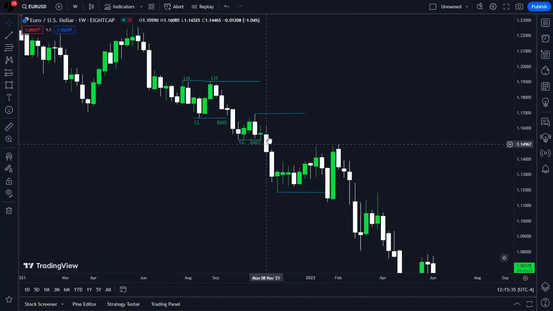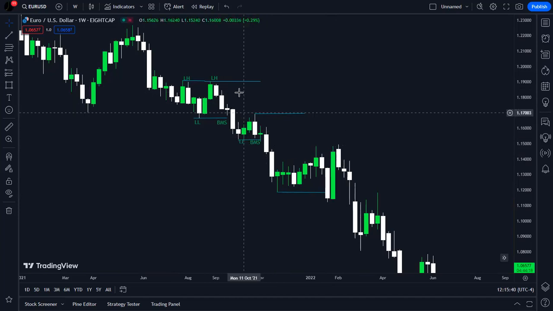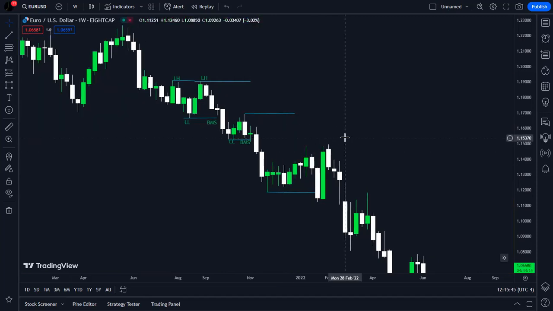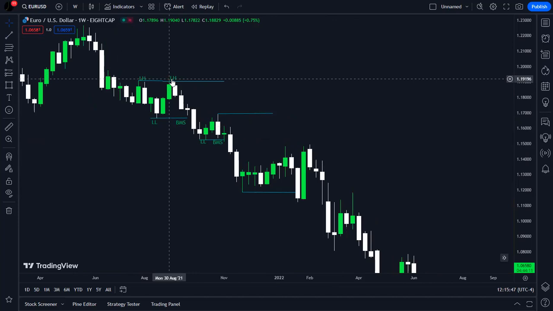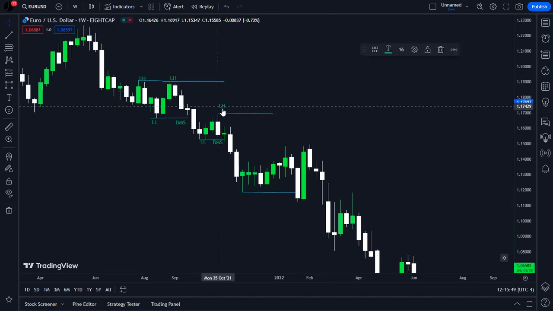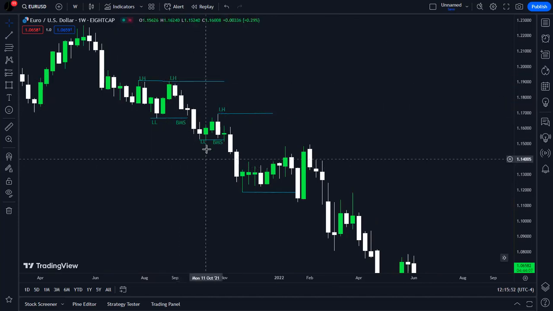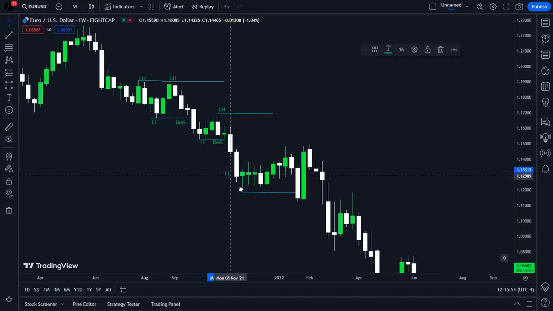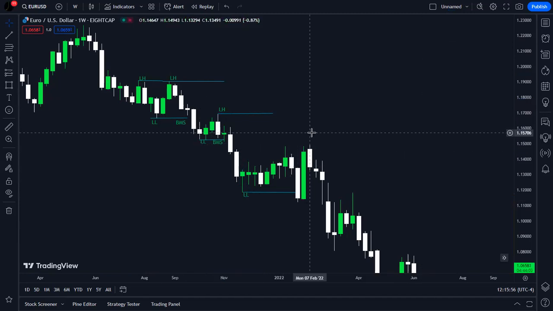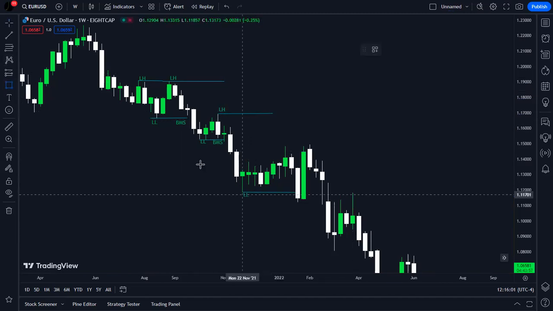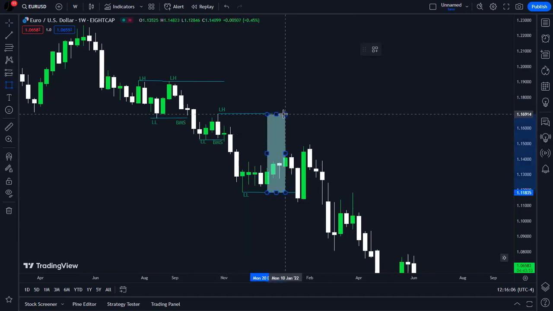This broke below this previous dealing range. Now, with this, we have a new range. The new range is between this lower high up here and the new lower low down here. So our current dealing range is between this lower high and this lower low down here. This is the current dealing range.